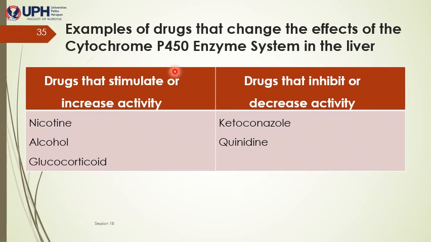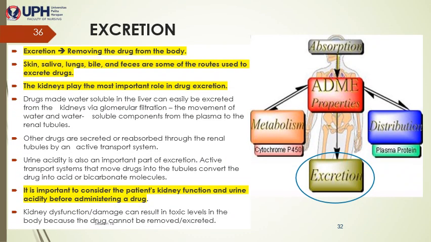The drugs that stimulate or increase activity are nicotine, alcohol, and glucocorticoids. The drugs that inhibit are ketoconazole and quinidine. Now, with excretion, excretion is the removal of the drug from the body. The skin, saliva, lungs, bile, and feces are some of the routes used to excrete drugs, and the kidney plays the most important role in drug excretion.